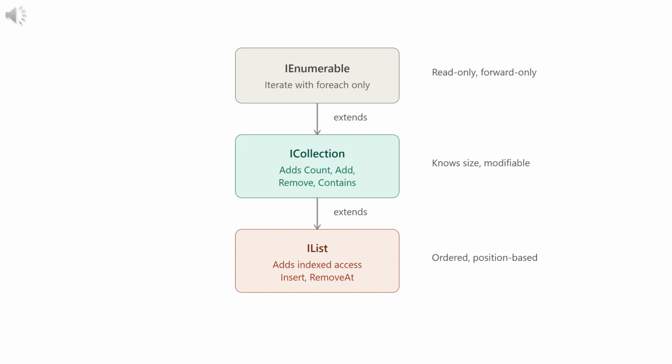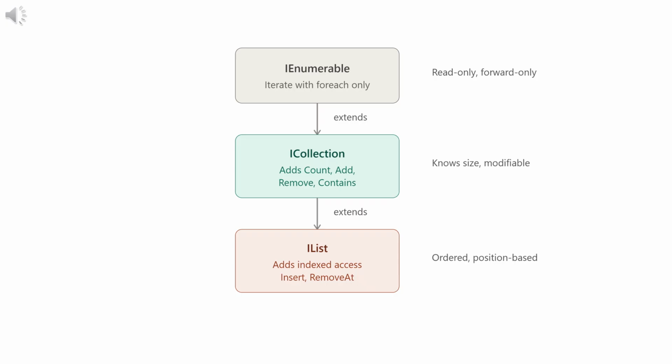The arrows labeled extends show the inheritance chain. IList inherits everything from ICollection, which inherits everything from IEnumerable. So any IList is also a valid ICollection and a valid IEnumerable, meaning code that only needs to iterate can accept any of the three, while code that needs indexed access must specifically require IList.